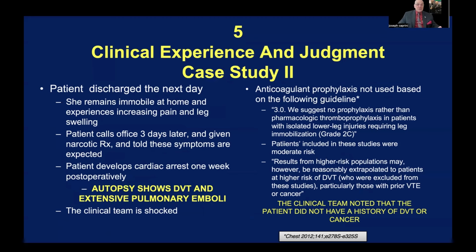The patient was discharged the day after surgery, and she's experiencing increased pain and leg swelling over the first 3 days. And they say that's pretty normal for this operation. So they give her some narcotics. And then 1 week after surgery, the patient arrests and dies. Autopsy shows DVT in the legs and extensive pulmonary emboli.